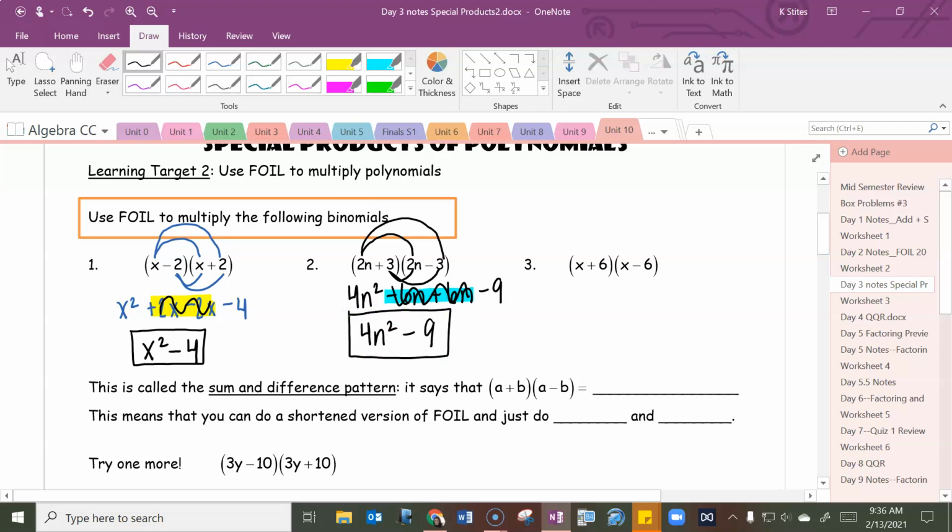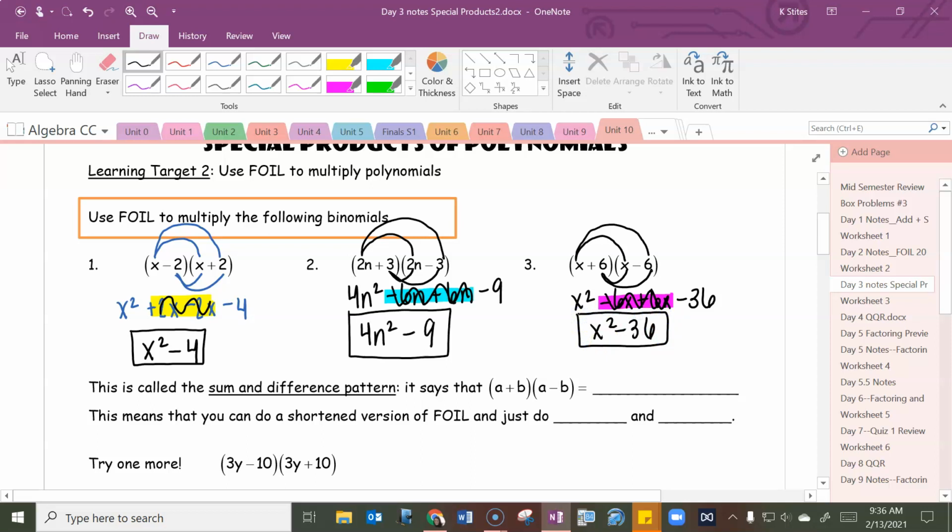All right, let's try one more like this. First, x times x is x squared. Outer, x times negative 6 is negative 6x. Inner, 6 times x is 6x. And last, 6 times negative 6 is negative 36. Once again, we have like terms in the middle that are opposites, which means they add to 0, and we have x squared minus 36.